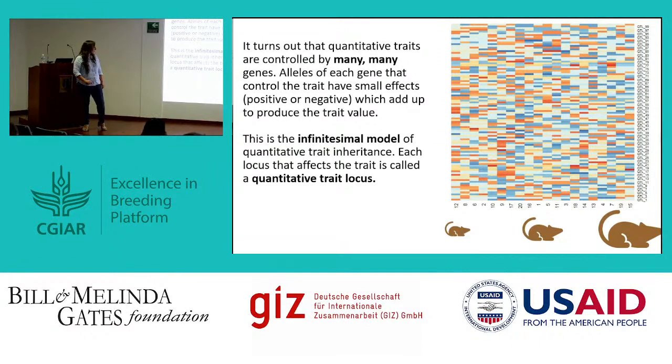And each of those loci that affect the trait, we call a quantitative trait locus. And people have put a lot of effort into mapping these and finding them, and that's great. But if you look right here at that population of mice I showed you, each of these columns is a genotype for an individual, and each row is a QTL in the population. The blue ones are the good alleles, and the red ones are the bad alleles. Anything in the middle is kind of intermediate.